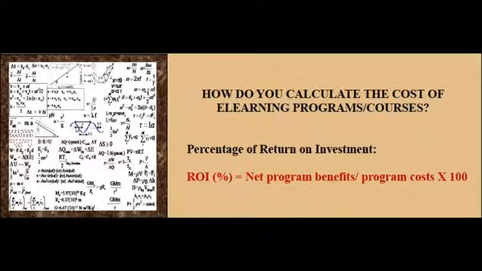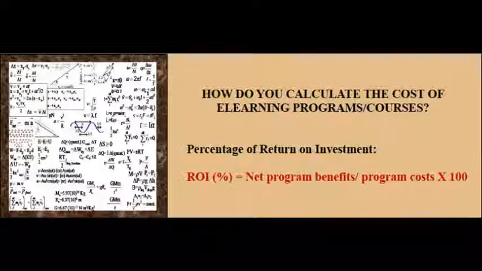Another formula is the ROI formula, which is the return on investment formula. And this is essentially the percentage of net program benefits divided by the program's cost. And so the net program benefits are the benefits minus the cost of the program.